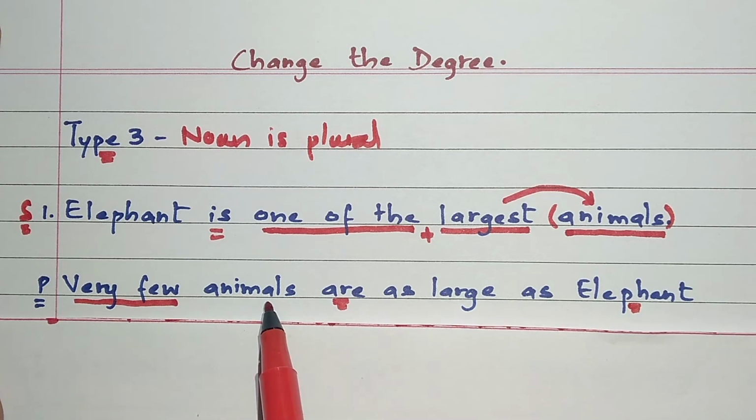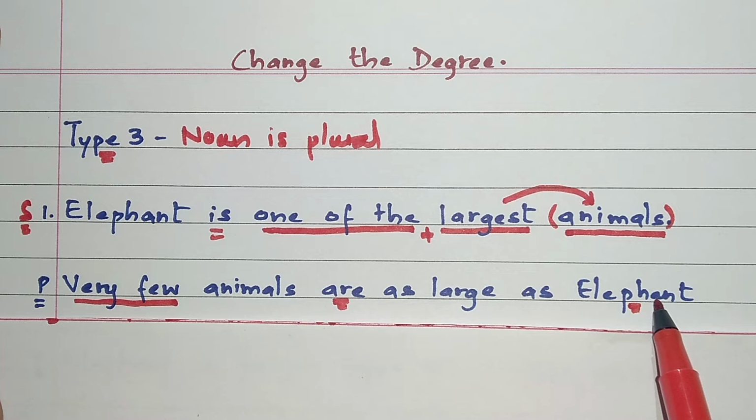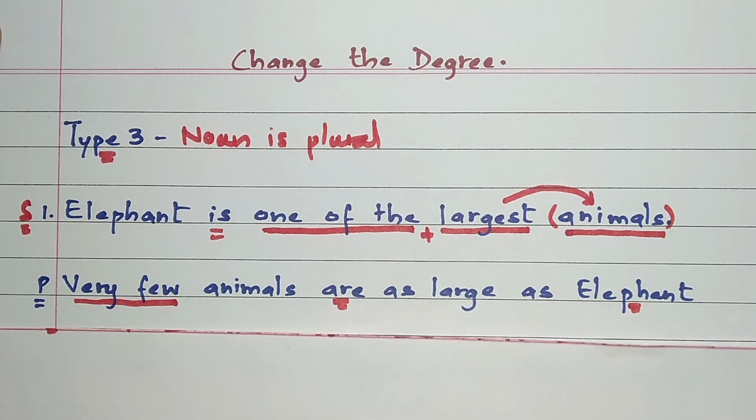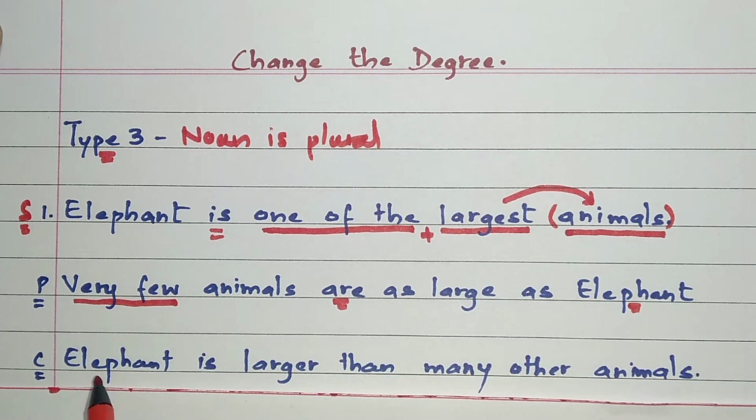Very few animals are as large as elephant. We begin the positive degree with very few. Comparative degree. Elephant is larger than many other animals. Elephant is the subject, is the verb. Larger, that is the comparative degree adjective of largest, than many other. This is the phrase that you will use while constructing comparative degree. Finally, the noun animals. So elephant is larger than many other animals. This is the comparative degree.